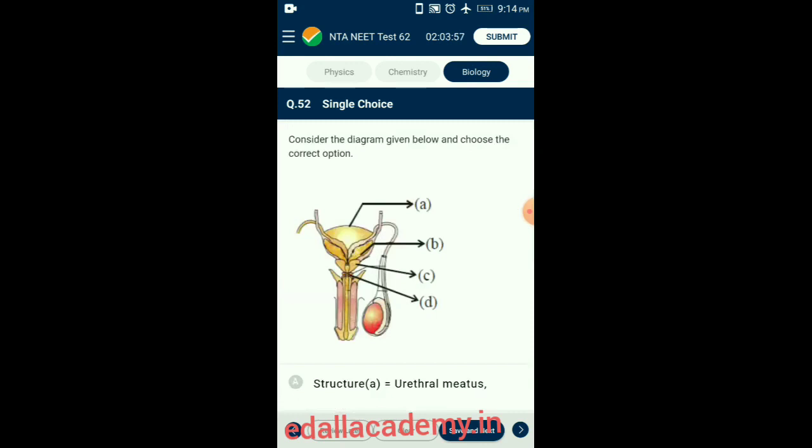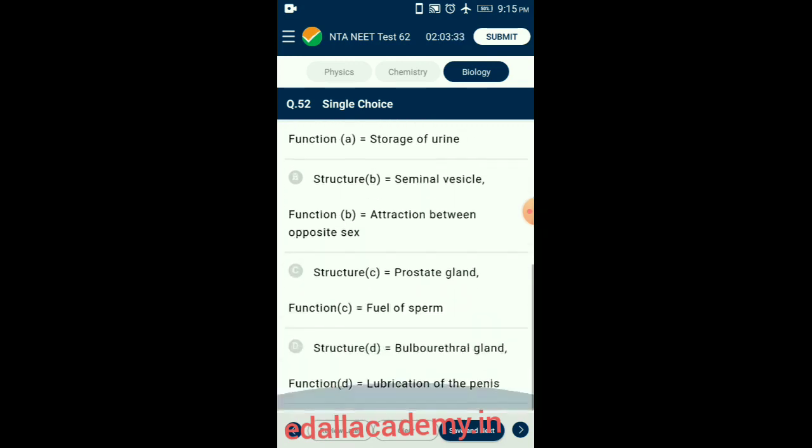Question number 52. Consider the diagram given below and choose the correct option. Bulbourethral gland, a pea-sized gland in the male located behind and to the side of the urethra that discharges a component of seminal fluid into the urethra. So the answer for this question is option D. Structure D, bulbourethral gland. Function, lubrication of penis.